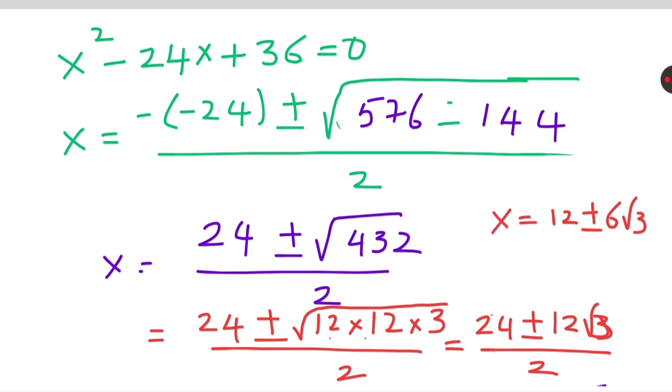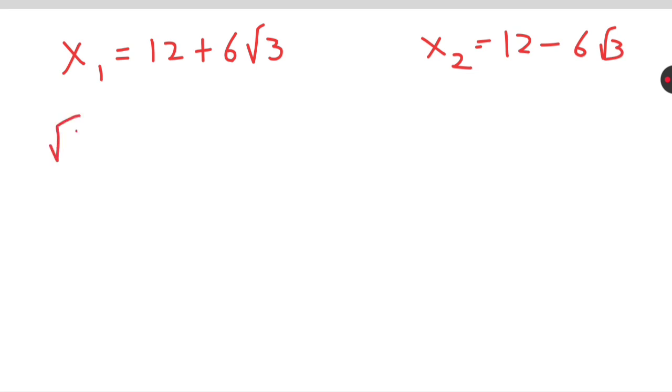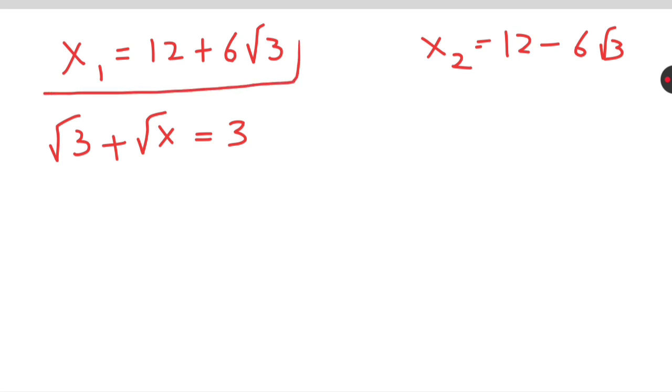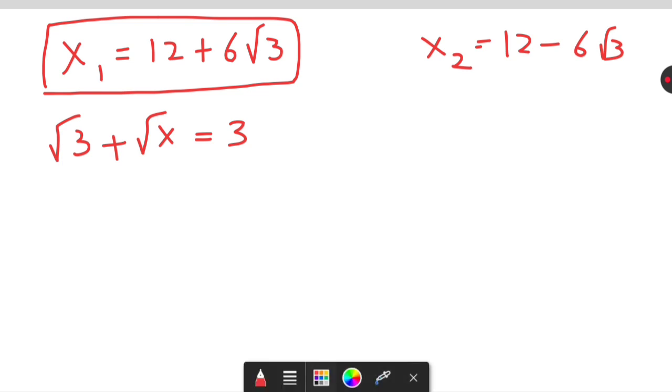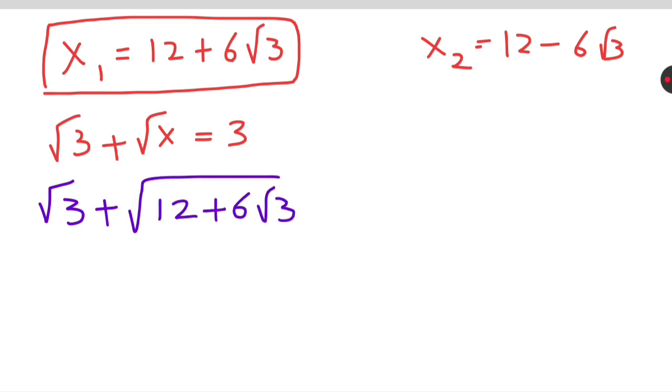But does this x value satisfy our given expression or not? Let's go and check. We got two roots. One is 12 + 6√3 and another one is 12 − 6√3. Our given expression is √3 + √x = 3. We need to show this equal to 3. So first we are going to consider the first root, which is 12 + 6√3. So that is √3 + √(12 + 6√3), so that is equal to 3.